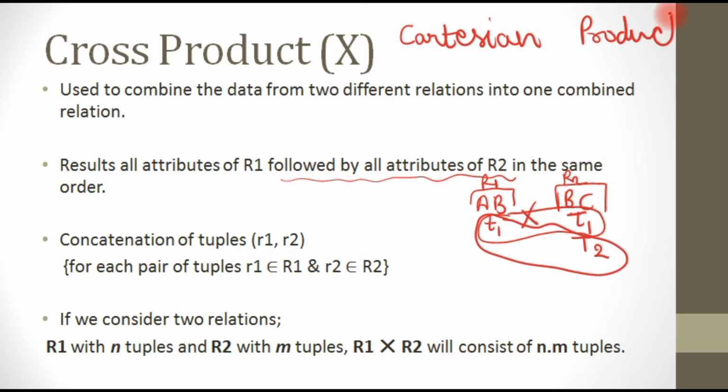If in a relation you have n tuples and in another relation you have m tuples, how many tuples will be in R1 cross R2? There will be n into m tuples.